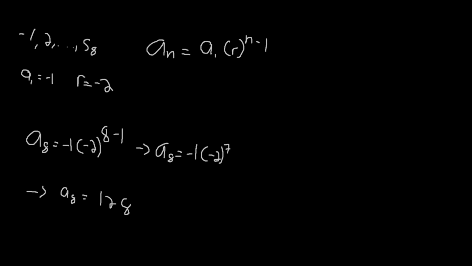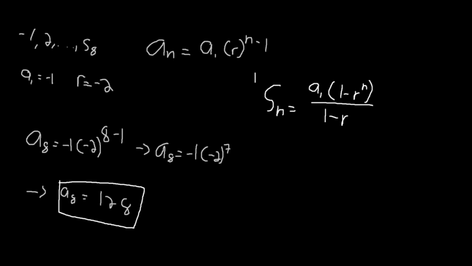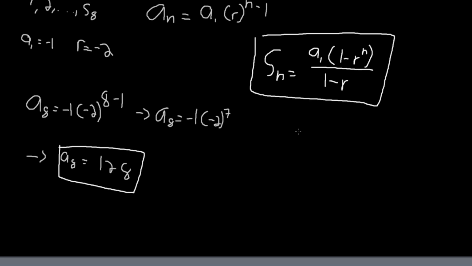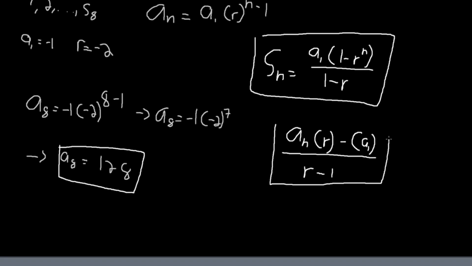Now, once we've got our a sub 8, which is 128, we can use the geometric sum, which is s sub n equals a sub 1 multiplied by 1 minus r to the power of n, divided by 1 minus r. However, there's another formula instead of using this, which is a sub n multiplied by r, minus a sub 1, divided by r minus 1.